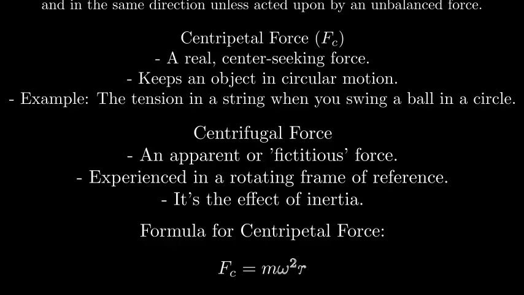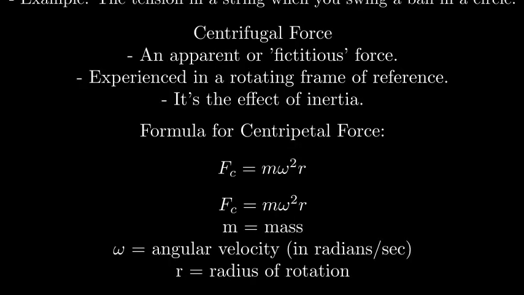The magnitude of the centripetal force can be calculated with the formula F_C equals m times omega squared times r. Here, m is the mass of the rotating object, r is the radius of its circular path, and omega is its angular velocity, which measures how fast it's rotating. Now let's apply this to our specific device. We need to define our parameters and do some calculations.